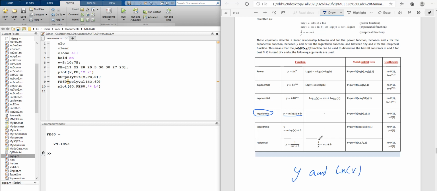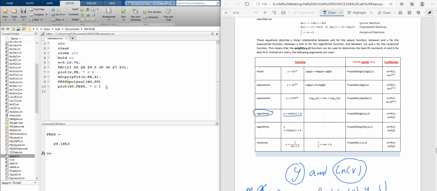By the way, ln in MATLAB is written log, and log10 is log10 in MATLAB. As you see, the relation between y and ln of x is linear, so we can use polyfit. I want to polyfit ln of x with y, first order. This polyfit will return two things. Actually here, the name in the table is M, so let me use M and B, because the relation becomes y equals M ln of x plus B.